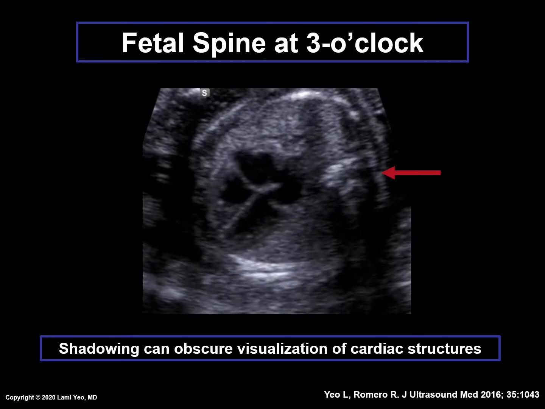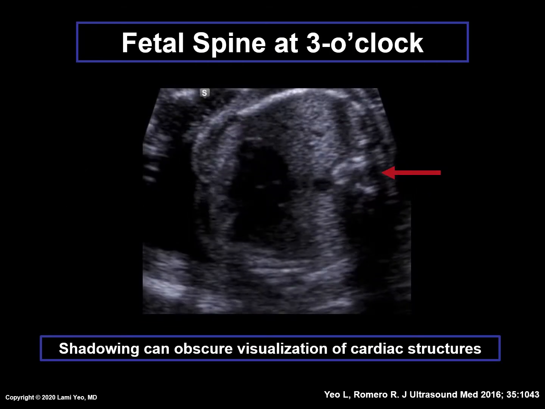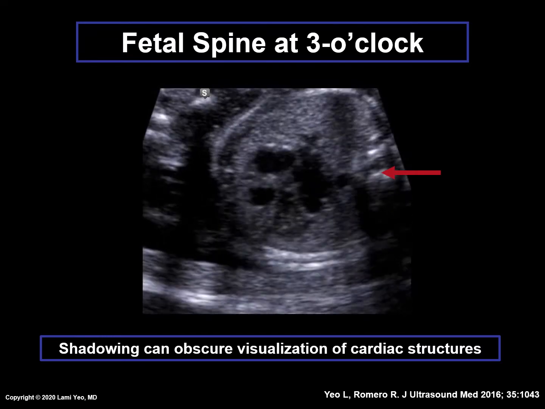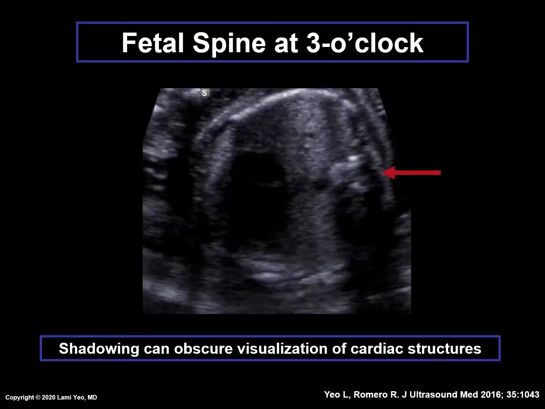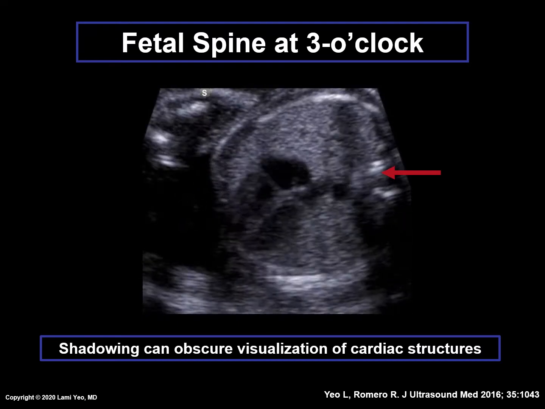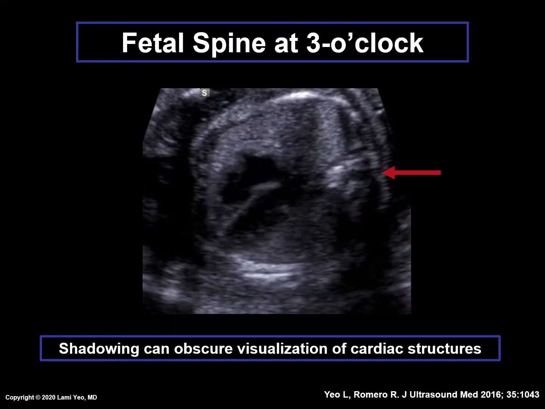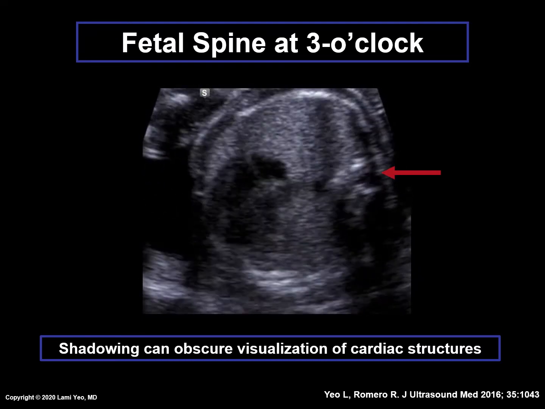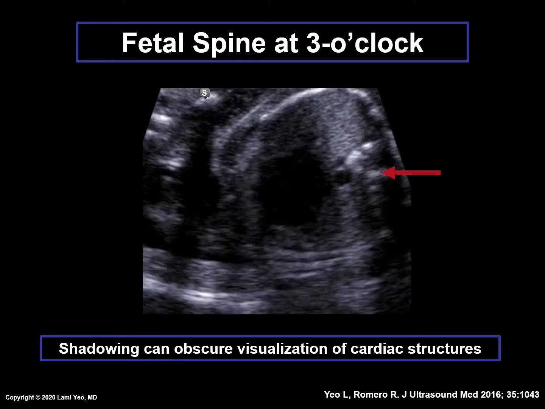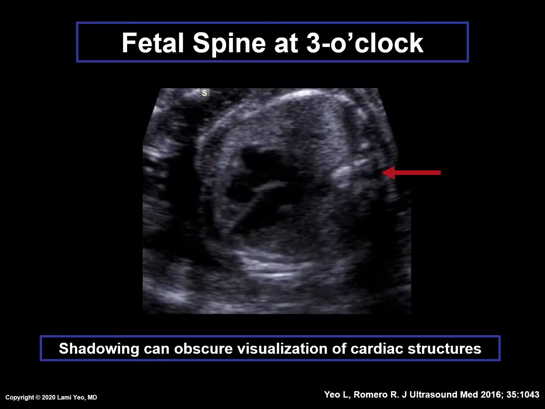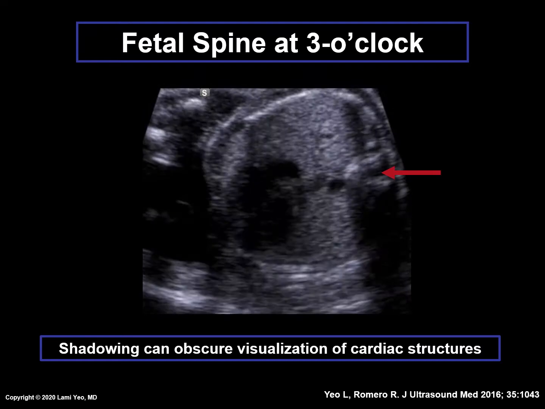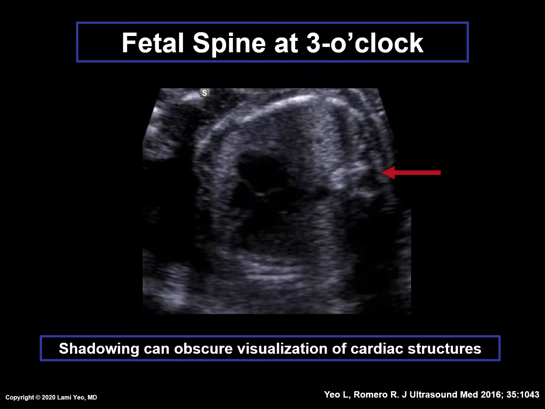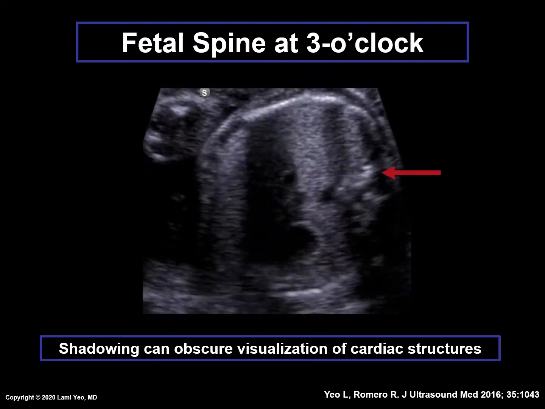If the fetal spine is located at other clock times, for example 3 o'clock as shown here, shadowing can obscure visualization of cardiac structures. Therefore, if a STIC volume is obtained in this fetus for the goal of performing FINE, the generated cardiac views and cardiac anatomy will also be affected by shadowing.